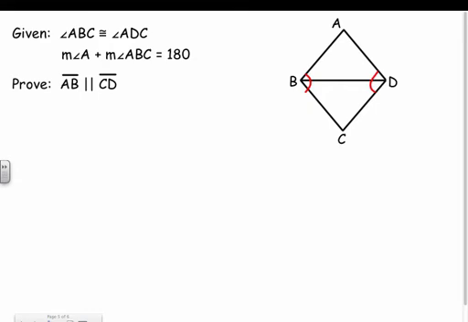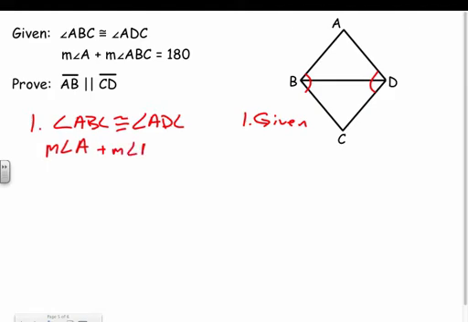Okay, well, let's start with our given right away. Given angle ABC is congruent to angle ADC. And we always start with our given. And we're also given that measure of angle A plus the measure of angle ABC equals 180.